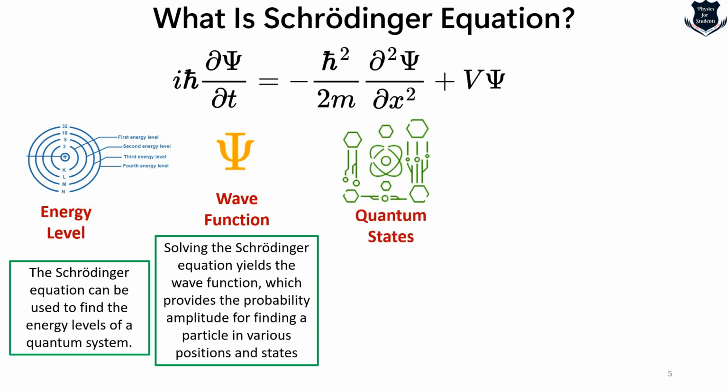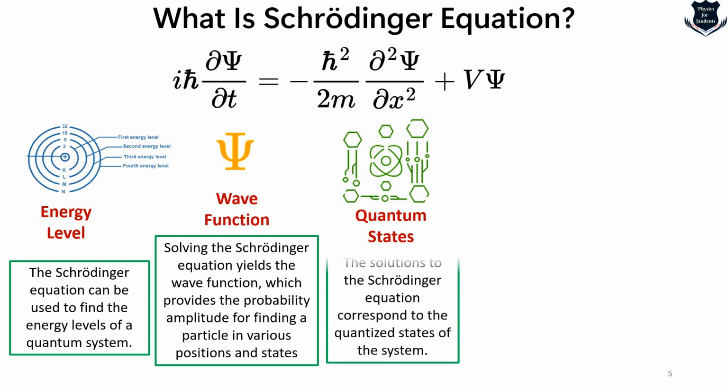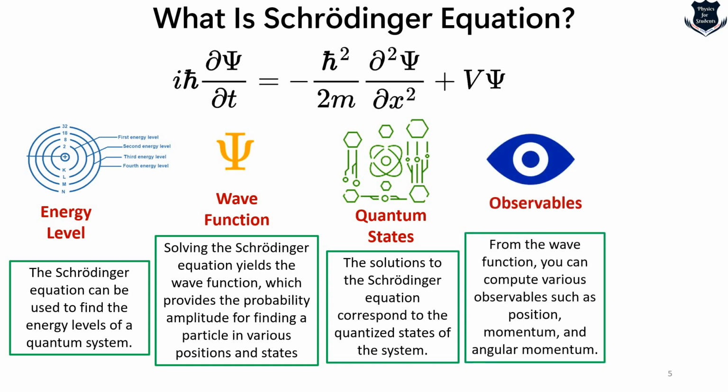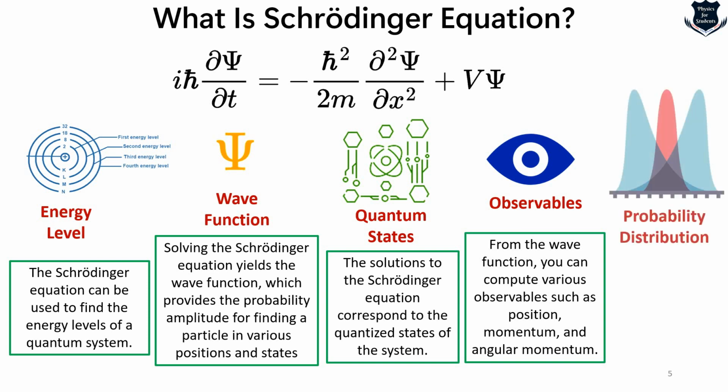around there. The quantum states are actually the solutions to the Schrodinger equation, and correspond to the quantized states of the system. Very importantly, there is something called observables. That means from the wave function we can compute various observables such as position, momentum, angular momentum, whatever will be required to predict and understand that quantum system.